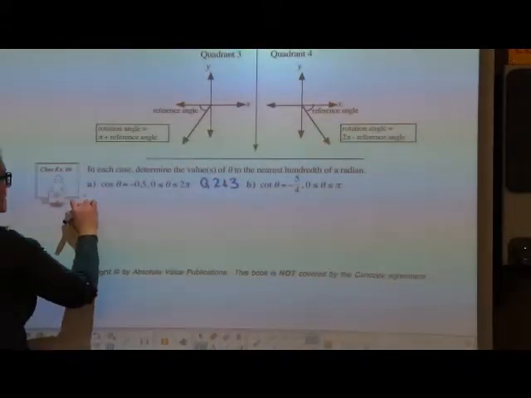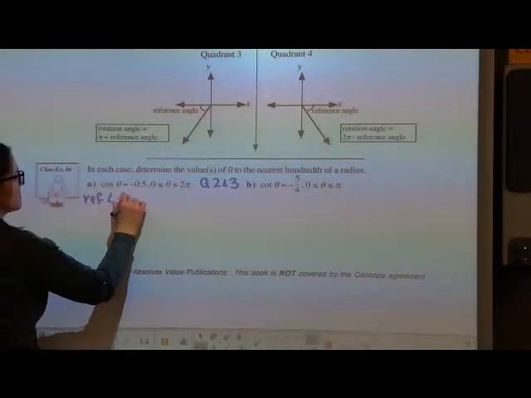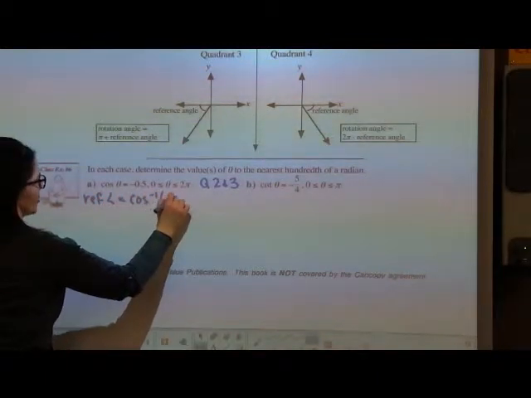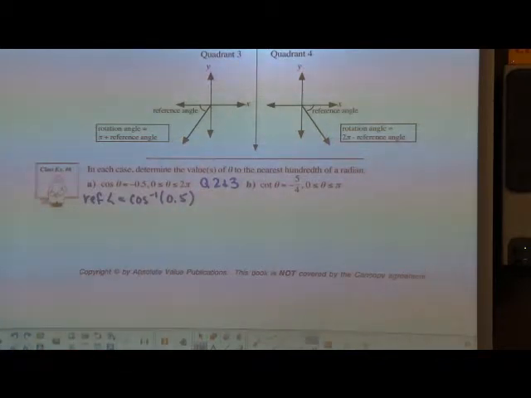Now I determine my reference angle. What mode do I have to be in? Make sure you're in radian mode. And it's cos inverse 0.5.